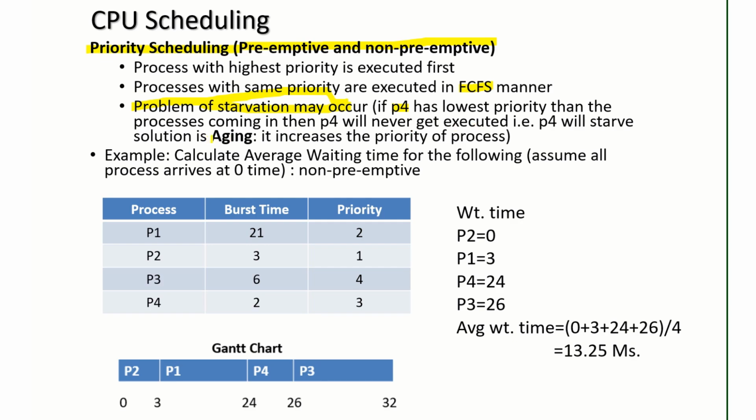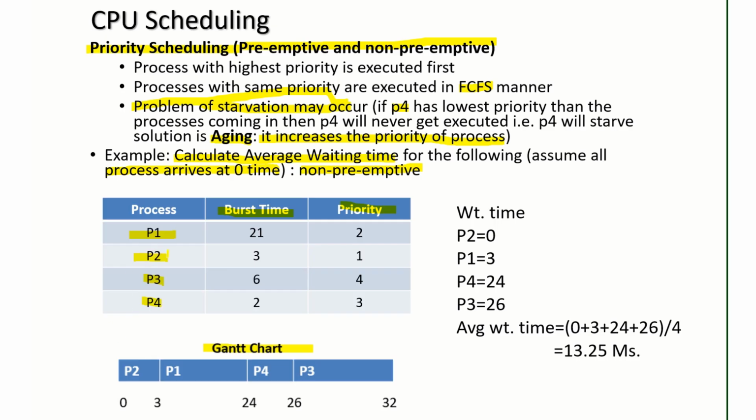What is the solution for this? The solution is called aging. It increases the priority of the process. That we'll see later. Now we'll solve the example for non-preemptive type. Again we have to calculate the average waiting time for the given scenario. Again the assumption is that all the processes arrive at time t equal to 0. There are 4 processes given again, P1, P2, P3, P4 with their burst times and priorities. First step, we have to draw the Gantt chart.